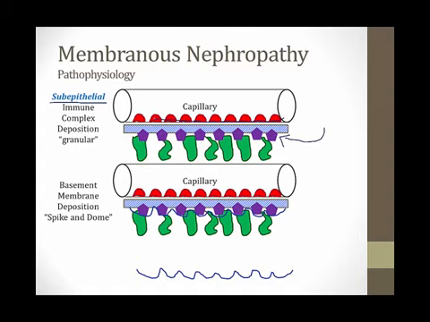Because of the immune complex deposition, the podocytes lay down extra basement membrane on top of the immune complexes. This leads to a pattern known as the spike and dome pattern. In other words, the new basement membrane will look something like what I've drawn on the bottom of the screen here. It will have bumps or domes over the immune complexes and spikes in between those domes. This leads to the spike and dome appearance.